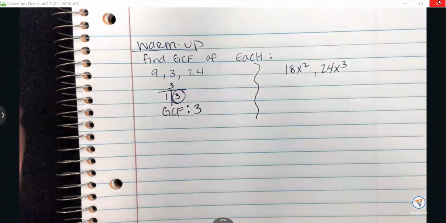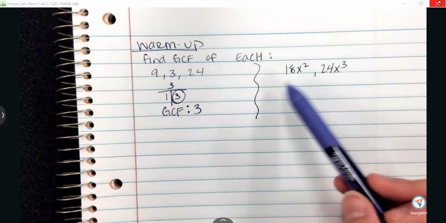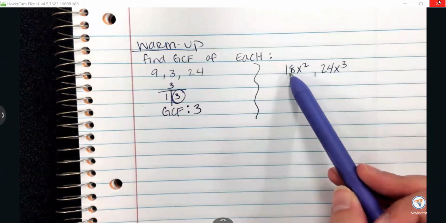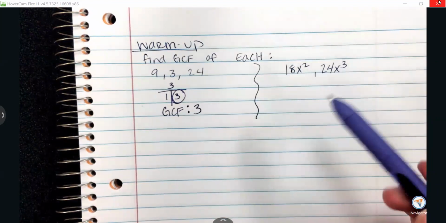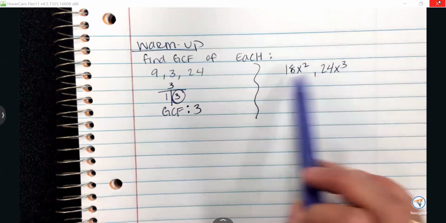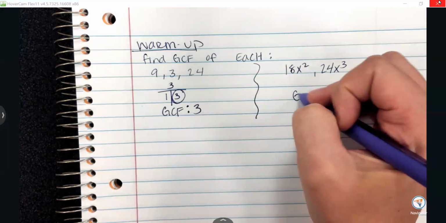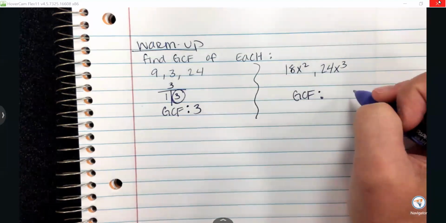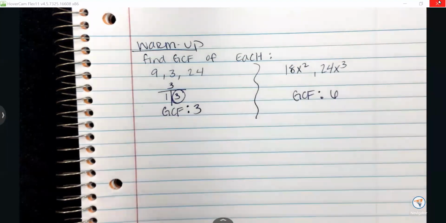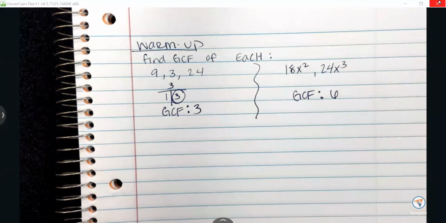Okay. My second one, you might have needed a table. Let's just think out loud. What numbers can I divide 18 and 24 by, both of them? 6. What else? 2. What else? 3. So all those numbers I can divide both of these by. But what did you say the biggest one is? 6. If 18 has 2 x's and the second one has 3 x's, how many x's can they both give? 2. So that would be x squared. Okay.